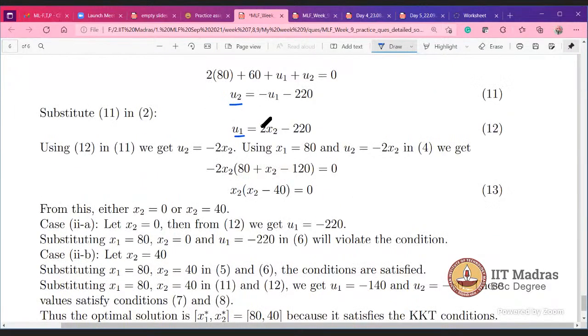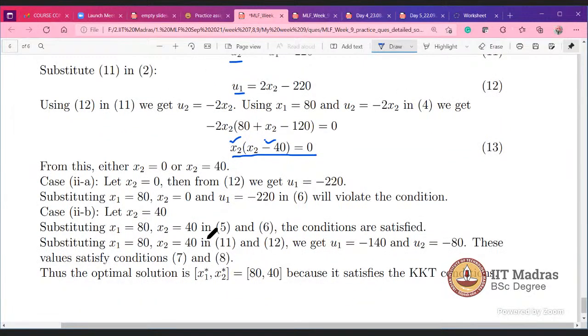You get u2 as minus 1. You go and substitute it in the previous equations. And once again, you will get a contradiction value for x2, and x2 minus 40. At that time, you first select x2 equal to 0. At that time, what happens? Your values will violate the condition. You can check it. Okay. And when you substitute x2 equal to 40, you find all the conditions are satisfied for x1 equal to 80 and x2 equal to 40.